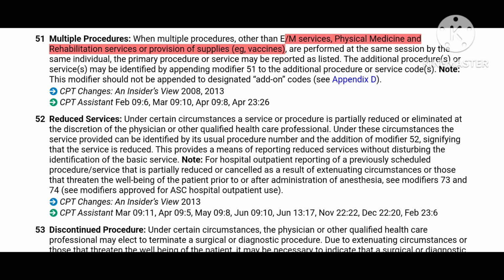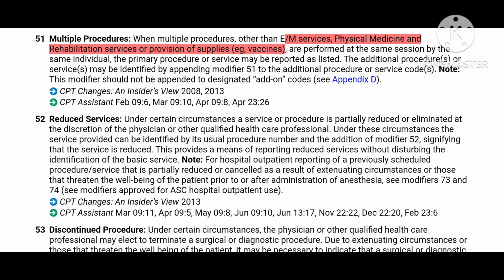But never use this modifier 51 with E&M codes, physiotherapy and rehabilitation services, and with vaccines and immunoglobulins. You cannot report this modifier 51. And also, this modifier 51 cannot be reported with add-on codes.